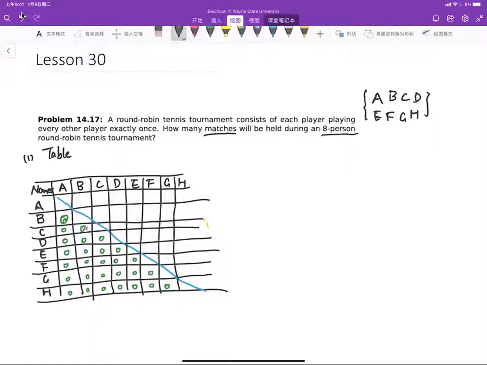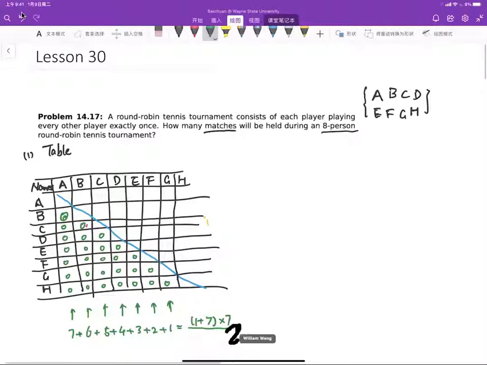Now what we need to do is to count the total number of the circles. You can see that in the first column, there are 7 circles, then 6, 5, 4, 3, 2, and 1. So basically, we just need to add them together. We just need to do 7 plus 6 plus 5 plus 4, and so on, plus 1. This can be calculated by using a formula: we add the first term and last term, times the number of terms, divided by 2. So that's 28. That means there are 28 games.